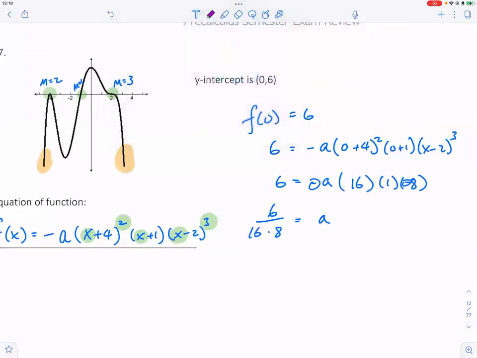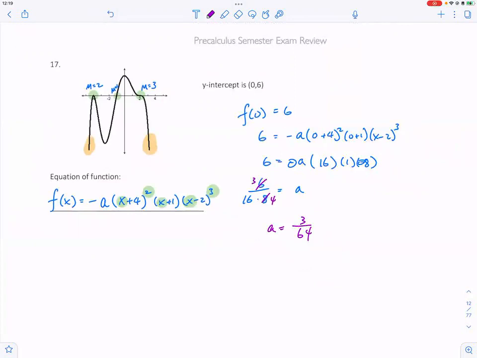I'm not multiplying them together because I can simplify them. So I have these numbers, and I guess that's as much as I could simplify them. So a is equal to 3 over 64. Let me make sure that everything is correct. One negative 8, yes. Okay, so a is equal to 3 over 64. So 3 over 64 is the a value.